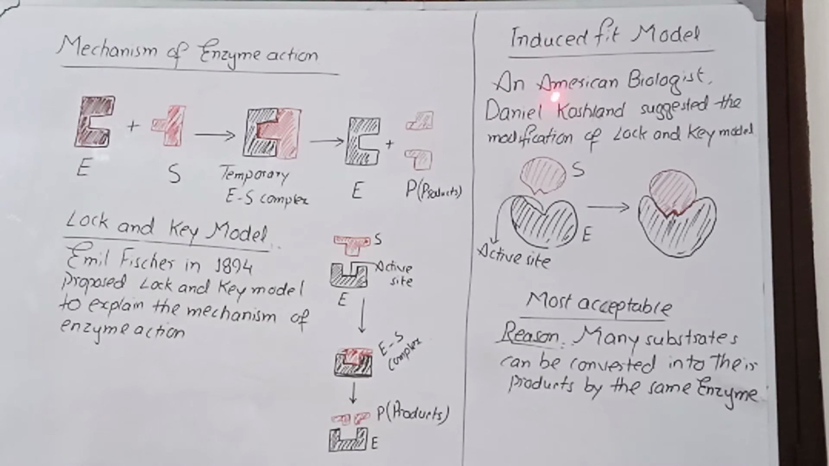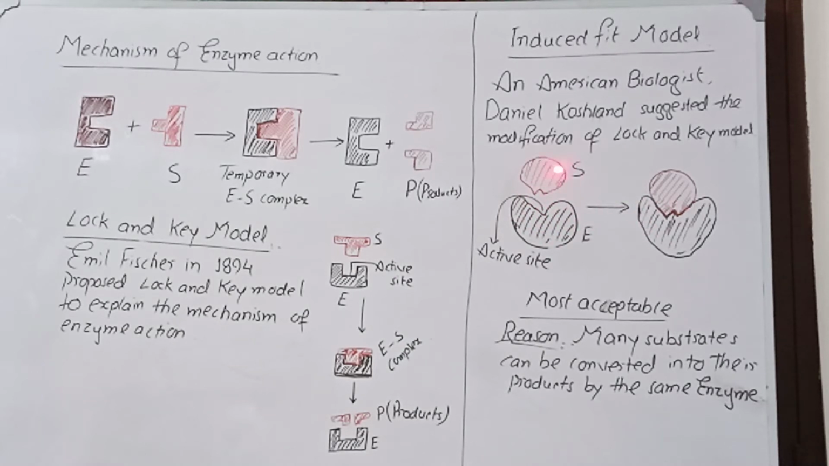Okay, then the induced fit model. This was proposed by an American biologist whose name was Daniel Koshland, and he basically modified this lock and key model. According to him, the active site of the enzyme is not a rigid structure. It can be changed, it can be molded to some extent so that the substrate gets attached to the active site of the enzyme.